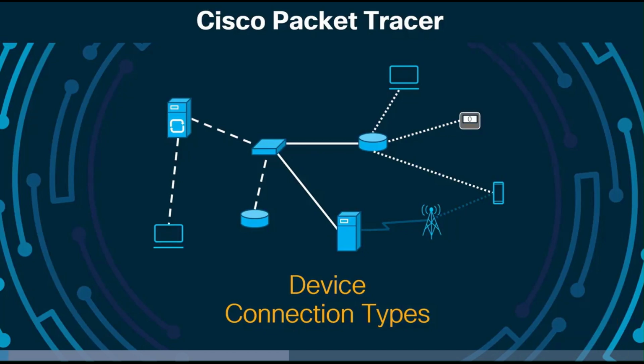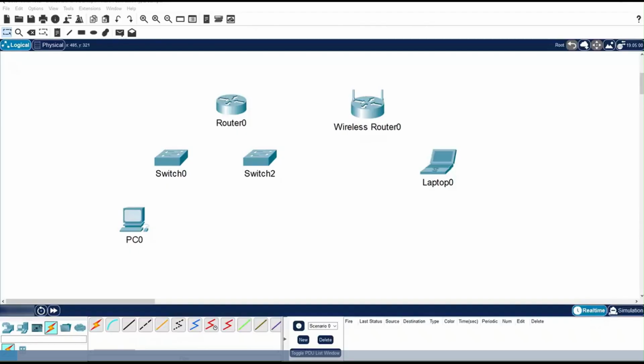Welcome to Cisco Packet Tracer Device Connection Types. Let's cover some of the basic connection types within Packet Tracer. Down here on the bottom under Network Components, you can click on Connections. You get the options then here on the right.